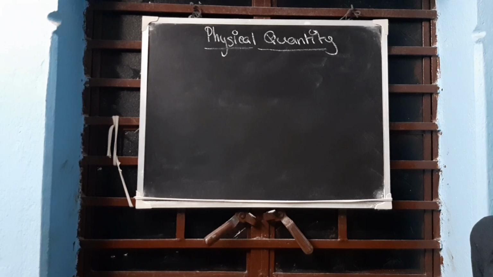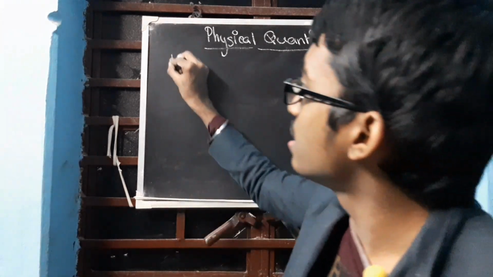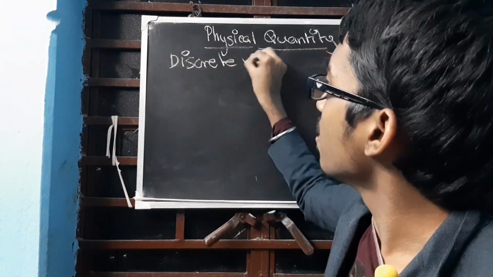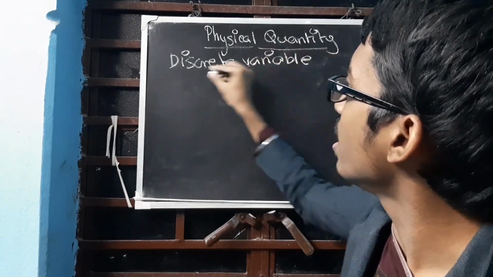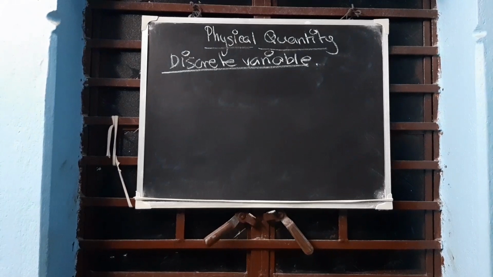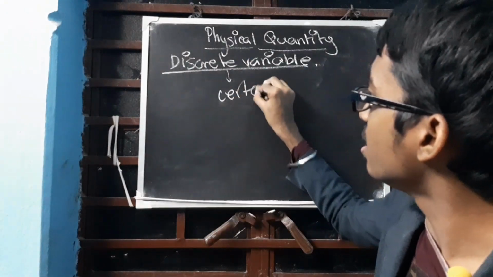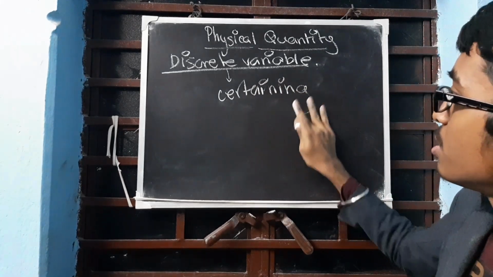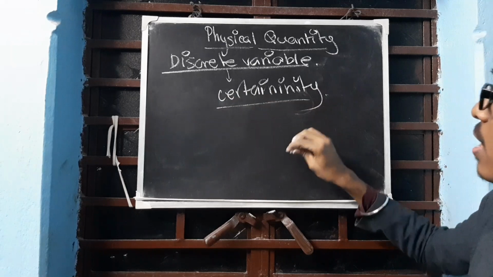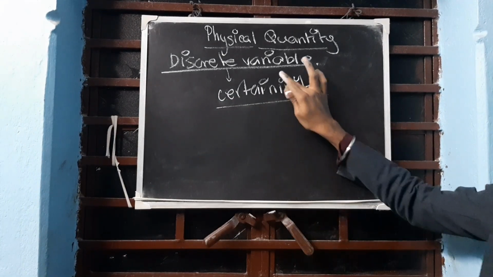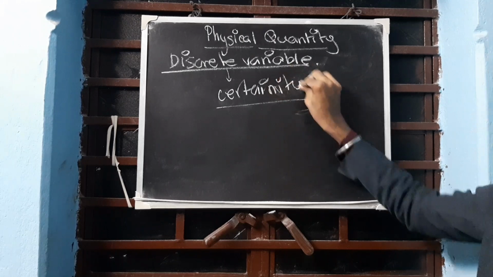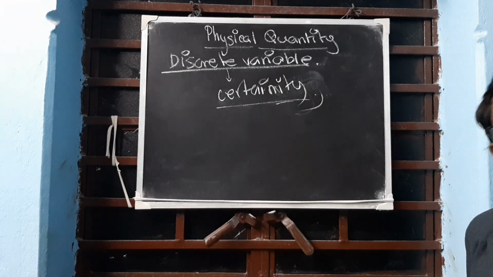The first one is a discrete variable. Discrete variable means the quantities which can be measured with certainty. Discrete means I am certain about something. So it's certainty. Clear? The quantities which can be measured with certainty are called discrete variables.